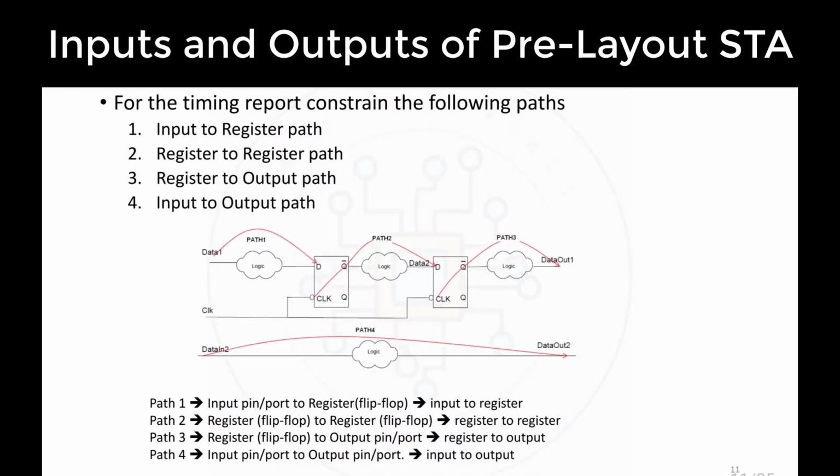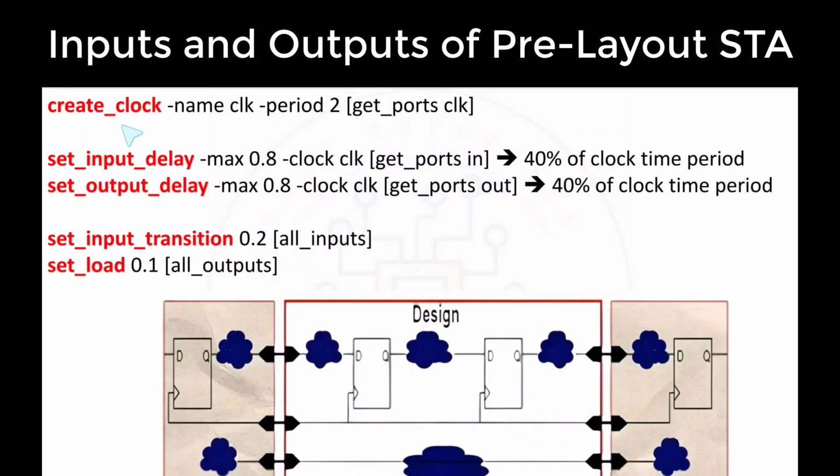We have already seen this particular diagram in my previous video. So let us see it once again. For the timing report, constrain the following paths, that is input to register, register to register, register to output and input to output. So this is path number 1, this is path 2, path 3 and path 4. I have clearly mentioned what those paths are and what we call them. So this is how we will write SDC constraints.